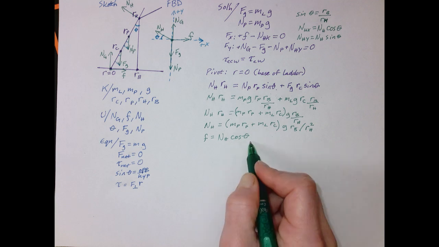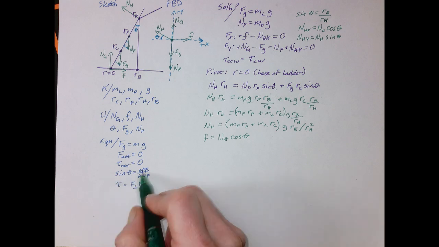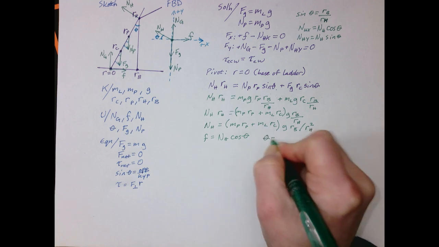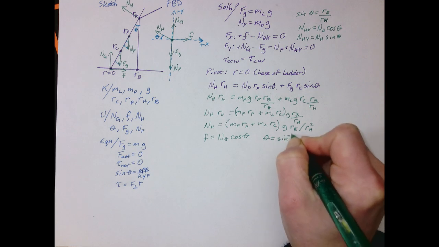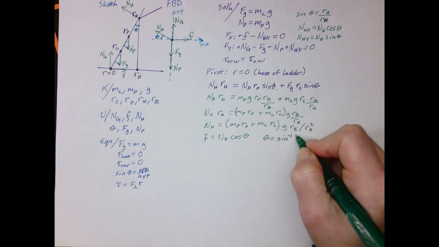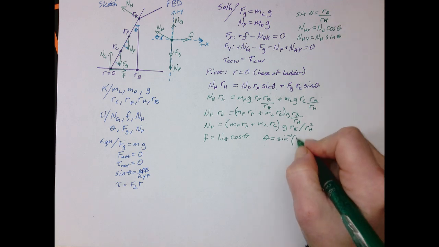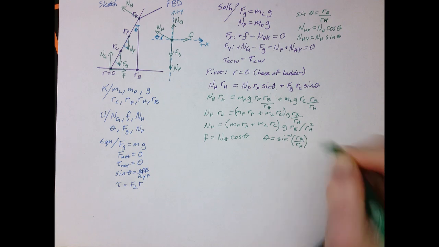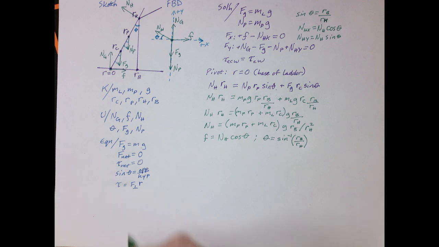Since we now need the cosine of theta, we'll need to solve for theta. We can solve this expression for theta by taking the arc sine of both sides. So theta equals sine inverse, which is also known as the arc sine, of the opposite side over the hypotenuse, so r sub b over r sub h. That will give us the theta to plug in there. I'll separate those with a semicolon.